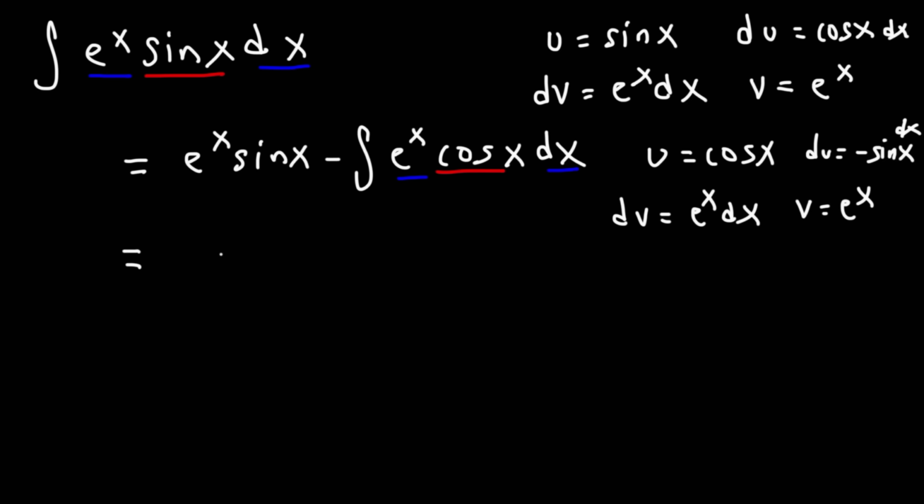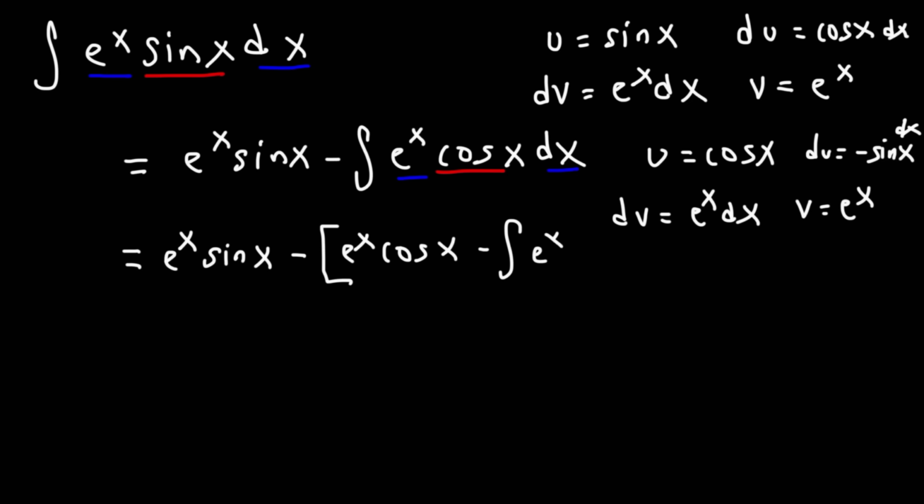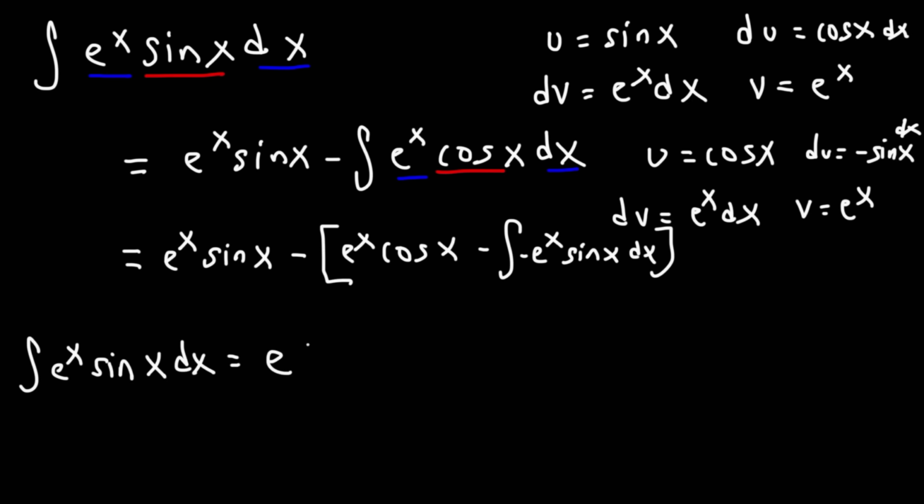So now we're going to have e to the x sine x minus, and then in brackets, uv, so that's going to be e to the x cosine x minus the integral of v du. So v is e to the x, du is negative sine x, and then dx. So let's go ahead and distribute the negative sign. I'm going to rewrite the original integral. So the integral of e to the x sine x, that's going to be e to the x sine x.